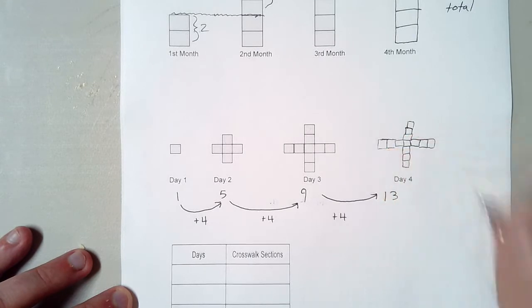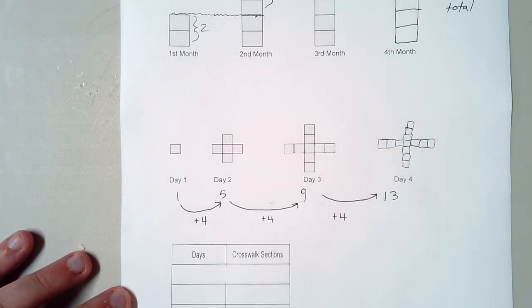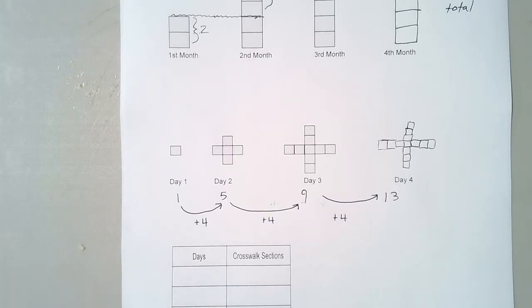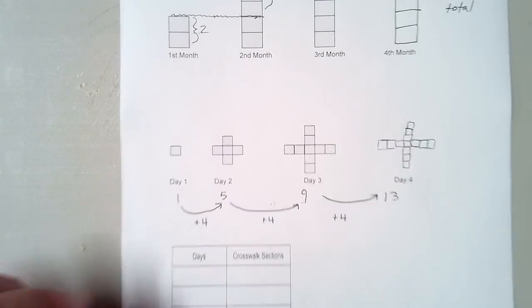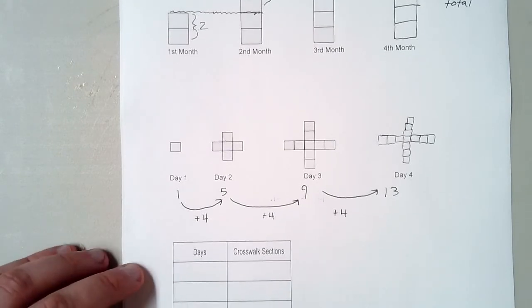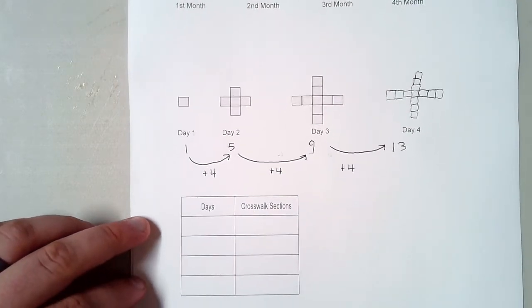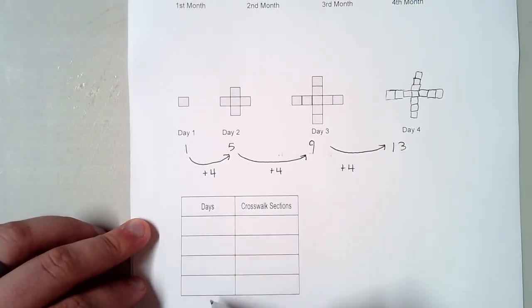And that gives us a total of 13. And one of the things that's going to be really important for you this year is to be able to take data, put it into a table, and put it into a graph. So what I'm going to do here is look at this table and fill it out. How many days do I have in this situation?